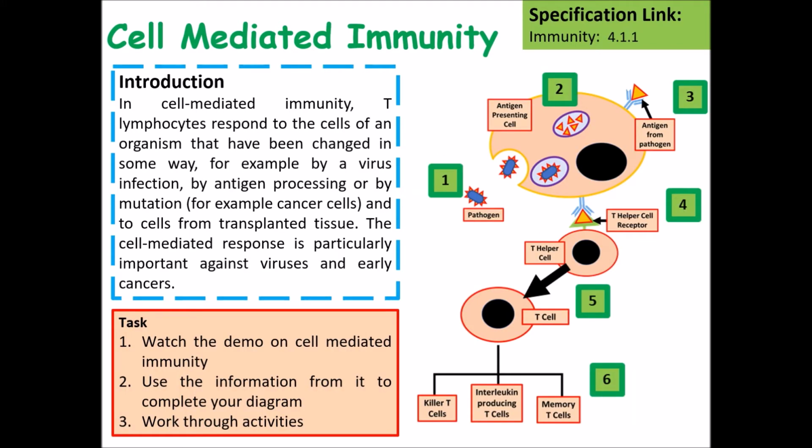In cell-mediated immunity, T lymphocytes respond to the cells of an organism that have been changed in some way. For example, by virus infection, by antigen presenting, or by mutation. That's the sort of thing that happens when a cell becomes cancerous. And to cells from transplanted tissues. That is why patients who have had organ transplants need to have immunosuppressants. The cell-mediated response is particularly important against viruses and early cancers.